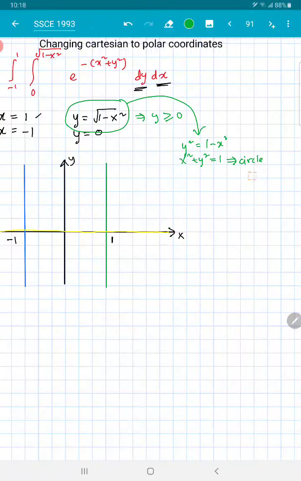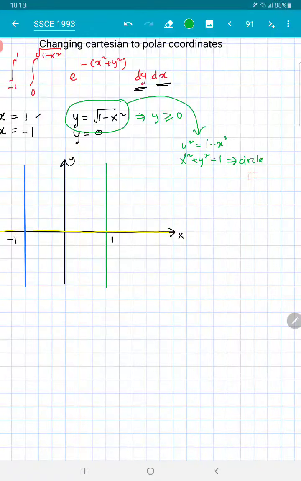dA in Cartesian can be dy dx, or it can be dx dy. But in polar, dA is r dr d theta. So dy dx there is dA, and in polar, dA will be replaced by r dr d theta. I hope that explains it. So dy dx is actually dA, but dA in polar is r dr d theta.